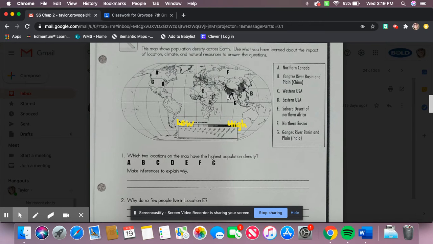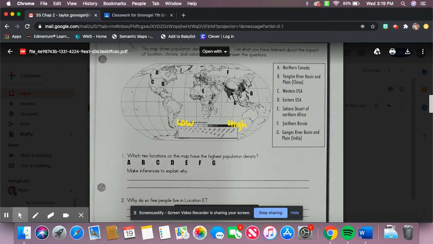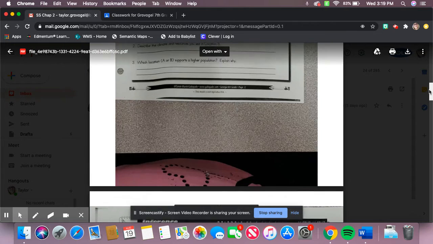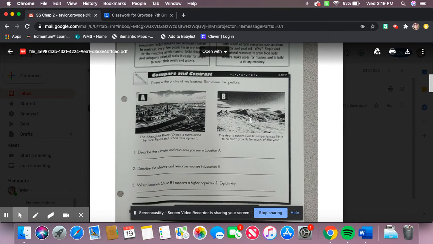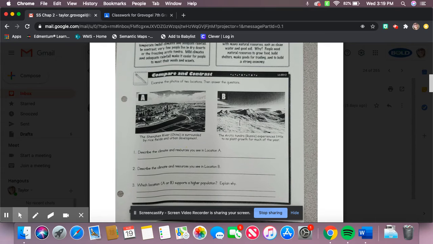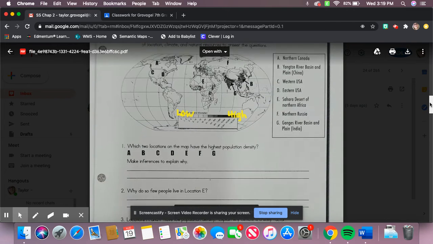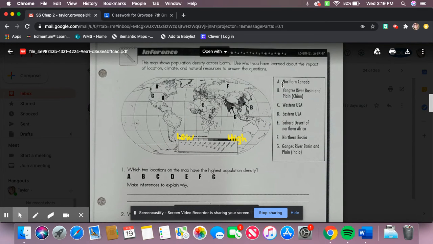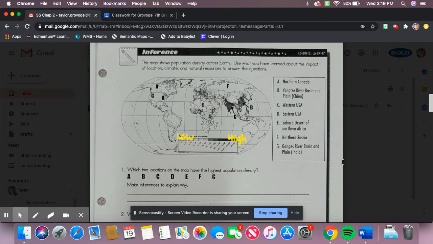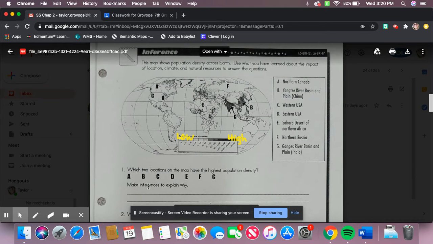You can use any prior knowledge at all. So if you look, F here says it's northern Russia. If we look back here, this is what northern Russia looks like. It is the Arctic tundra. So we know that since it's pretty much a frozen Iceland, like the movie Frozen, there's not a lot of people that are going to live there. So it tells you over here, this key tells you where these locations are and what the names are. So use your prior knowledge to answer and make an inference to explain why.